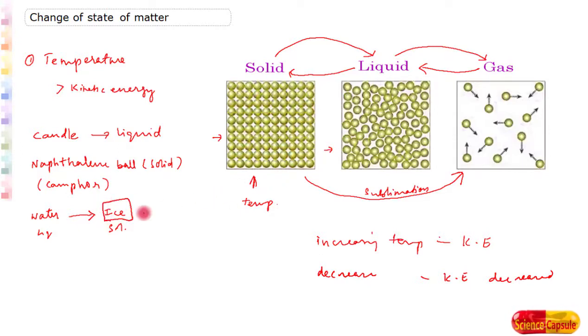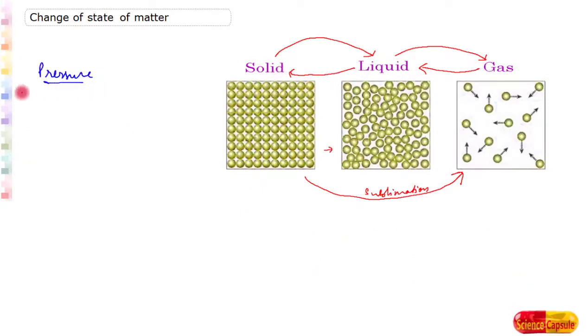Got it, children? This way, on increasing temperature, solid can be changed into liquid. On further increasing the temperature, liquid changes into gas. On decreasing temperature, gas can be changed into liquid. On further decreasing the temperature, liquid can be changed into solid. Got it, children? Dear students, by applying pressure also we can change the state of matter.